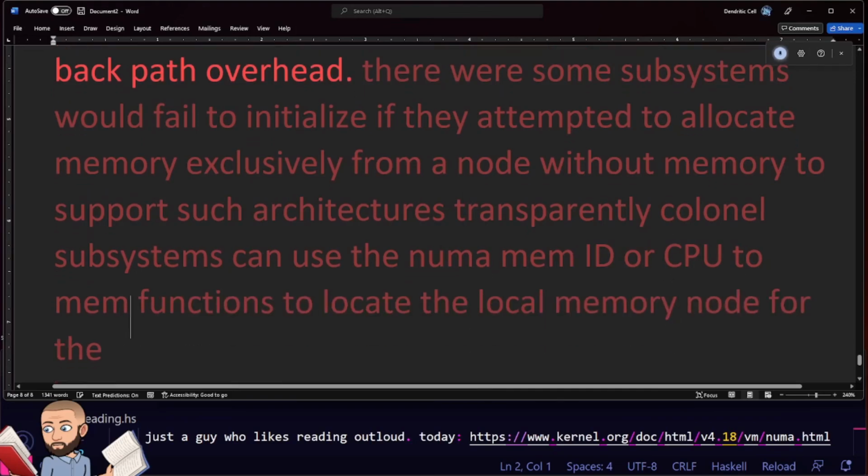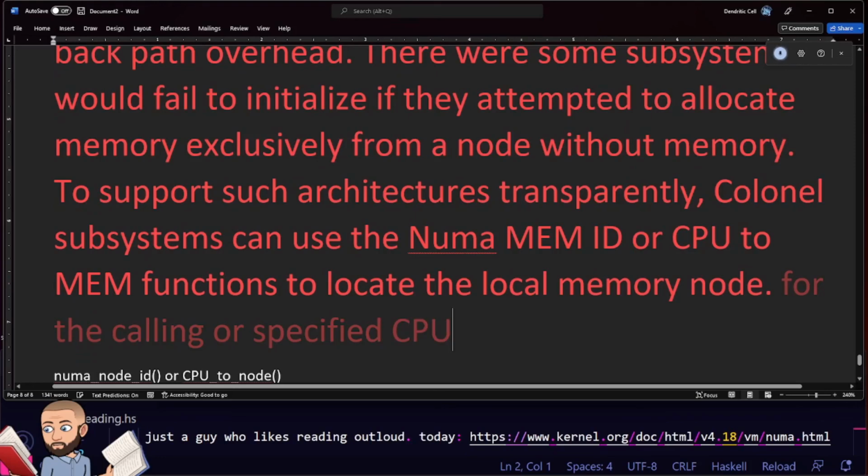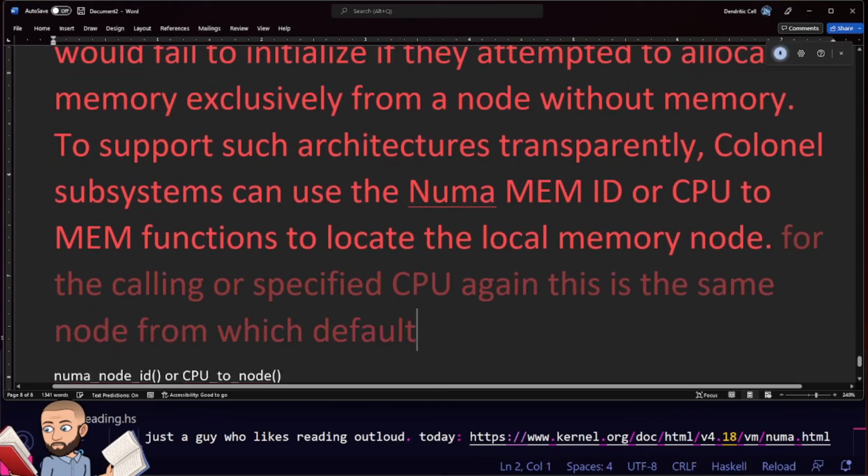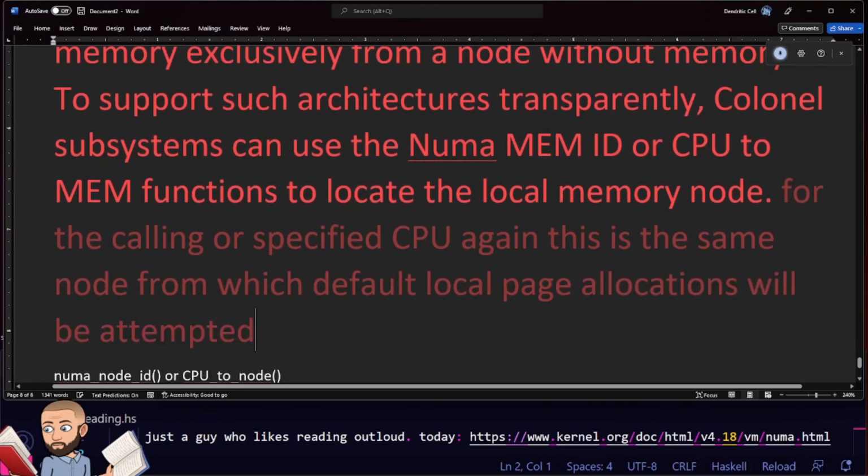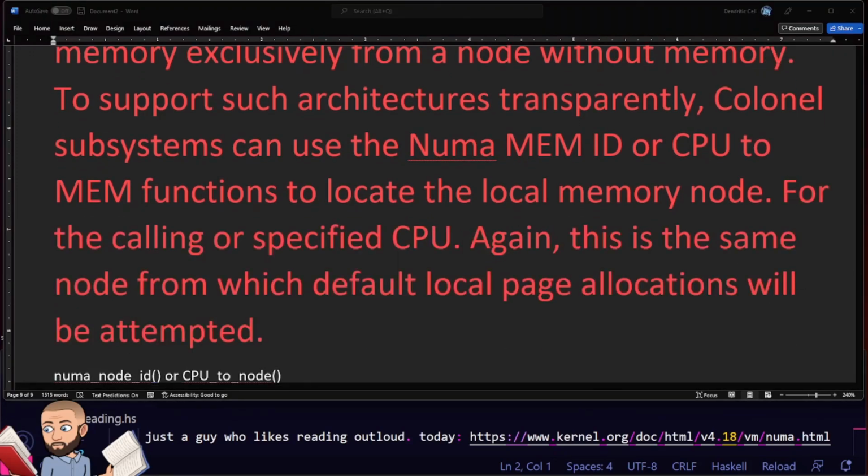For the calling or specified CPU, again, this is the same node from which default local page allocations will be attempted. So that's it for that little chapter in the Linux kernel docs. The one after that is called overcommit accounting. I might make a video on that.